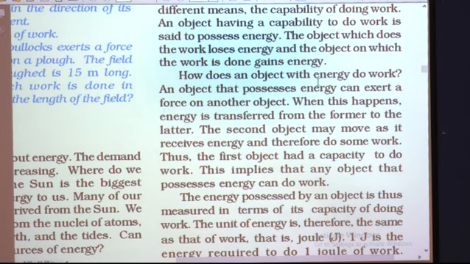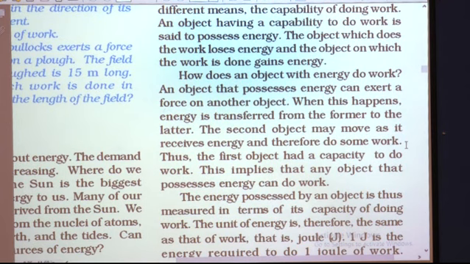How does an object with energy do work? Let us see. An object that possesses energy can exert a force on another object. If the object has energy and it exerts a force on the other object on which it wants to do the work, energy is transferred from the former to the latter. So from the first object, the energy gets transferred to the second object. The second object may move as it receives energy and therefore do some work.